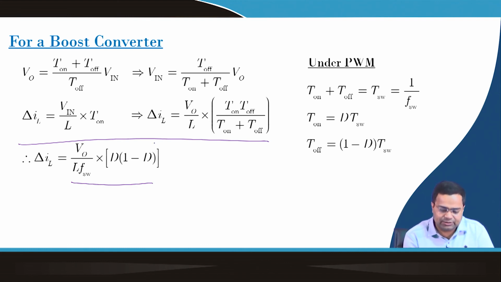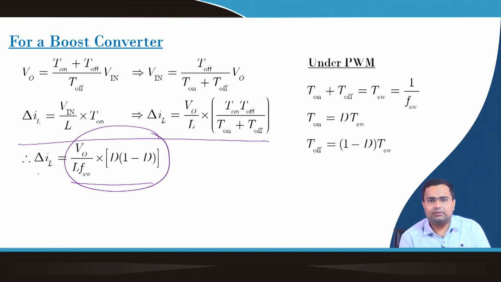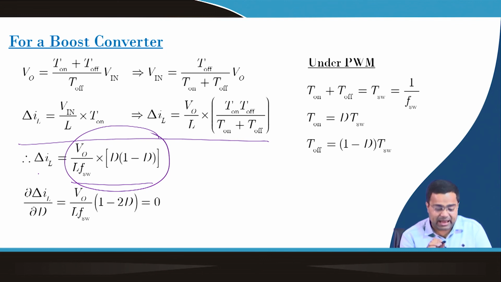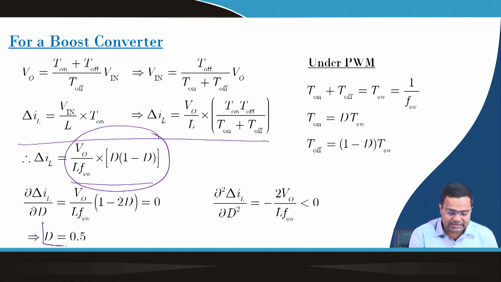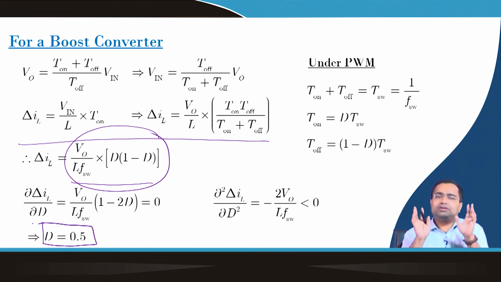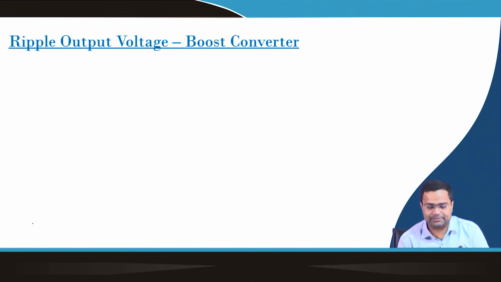And it is interesting to see in this case that the inductor current ripple, when the output voltage is constant, is maximum if you differentiate with respect to duty ratio, at D equal to 0.5. So, in a buck converter we got the current ripple maximum at minimum duty ratio, but for a boost converter it is maximum at 50% duty ratio. On either side of the duty ratio you can reduce the inductor current ripple.